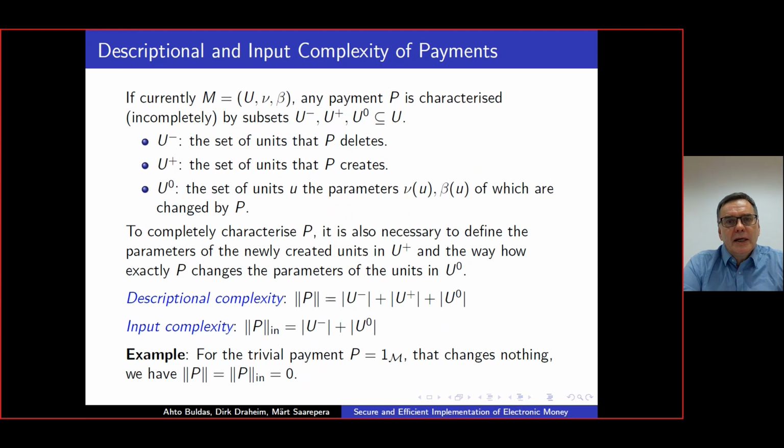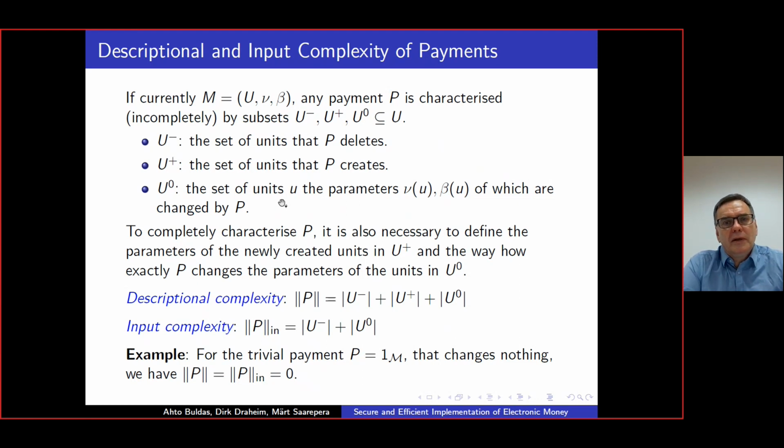Okay, so payments have their complexities. If M is the current money distribution and we have a payment P, we can characterize the payment incompletely by three subsets: U minus, U plus, and U zero. U minus is the set of all units that P deletes. U plus is the set of all units that P creates, and U zero is the set of all units whose parameters nu and beta are changed by the payment.